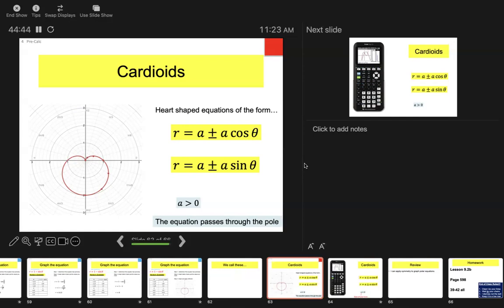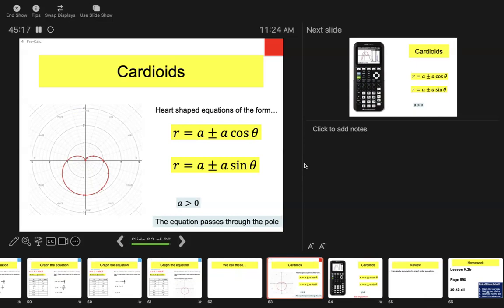Notice our previous one said 1 minus sine theta, so in front of the sine theta would have been another 1. If you want to make another heart, you can make 2 minus 2 sine theta, or 2 plus 2 sine theta. Or you could write 3 plus 3 cosine theta, or 3 minus 3 cosine theta. It says that first A has to be greater than 0.